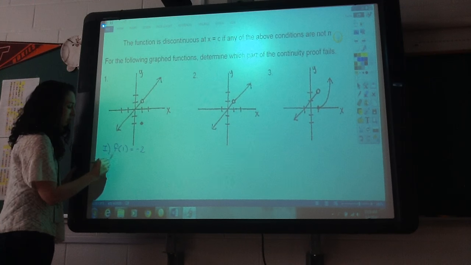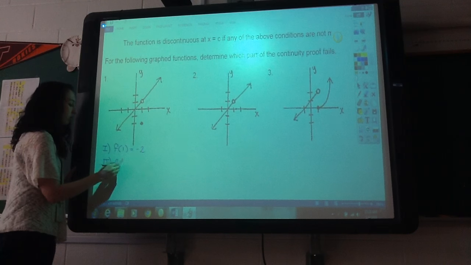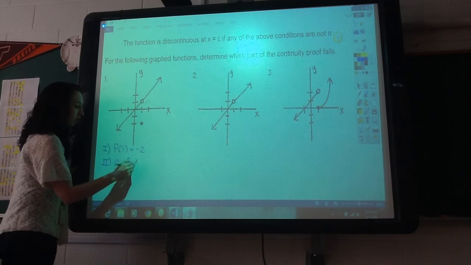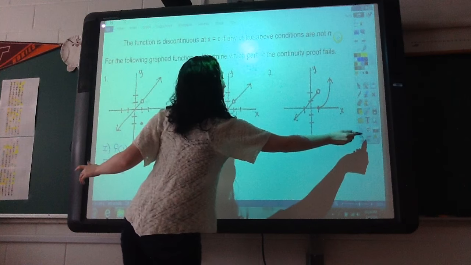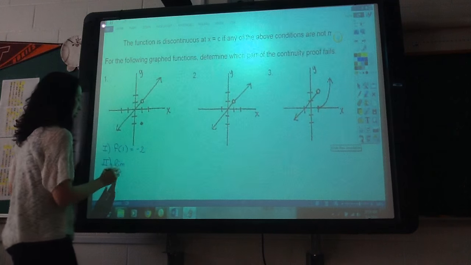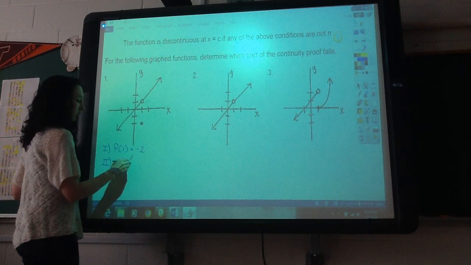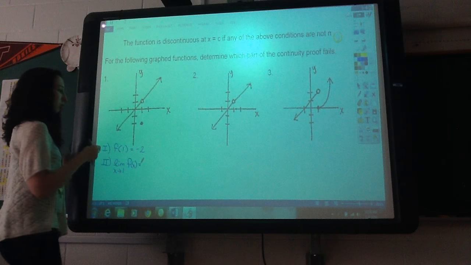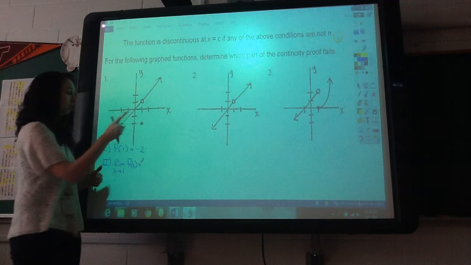Then we have to look at the limit. Well, I'm looking for the limit as x approaches 1 of f. This is the x value, so the limit as x approaches 1 of f of x. So for this one, I don't have a function, so I can't use substitution. I'm going to have to use left versus right.